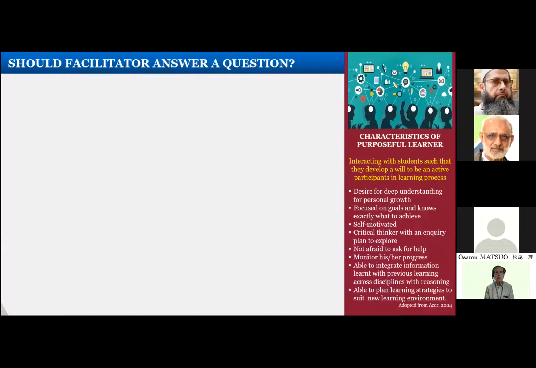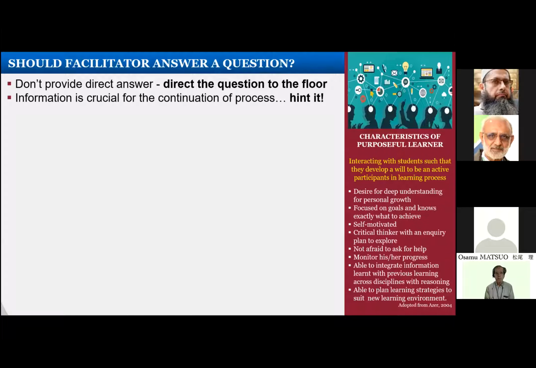Should the facilitator answer a question? Don't provide a direct answer. Direct the question to the floor. Ask the other students to give the answer. If the information is crucial for the continuation of the process and nobody is responding, just give a hint of it. Take a pause, take a timeout, and ask the students to quickly look for that information. Everybody has a phone. They can switch on their phones again and get this information quickly.